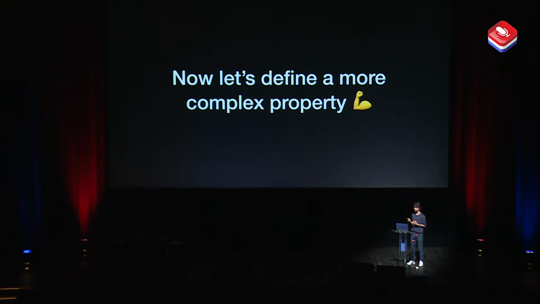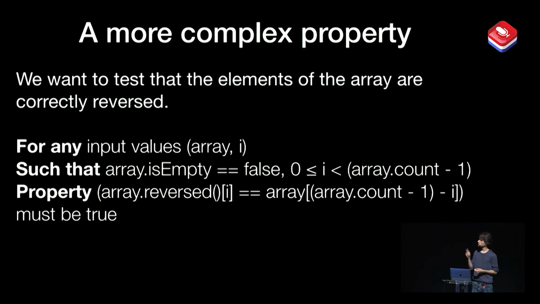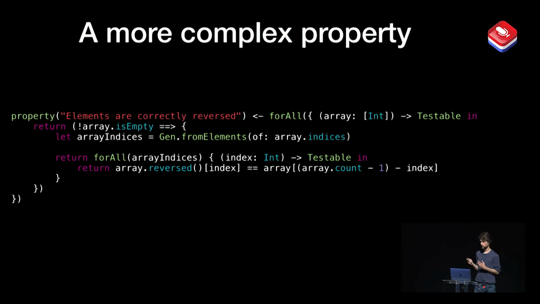So now that we've seen a very simple case, we're going to try and define a property that is a little bit more complex, meaning a property that has a precondition. This time we want to test that the elements are actually reversed in the array. We can write it as it's written below. We can say for any input values array and i, such that the array is not empty and that i is within the range of the array, then we want to check that when we reverse the array, if we get the corresponding indices by mirroring on the array, we get the correct element, meaning that the array is correctly reversed. So when we try to write it, it's a little bit more complex.